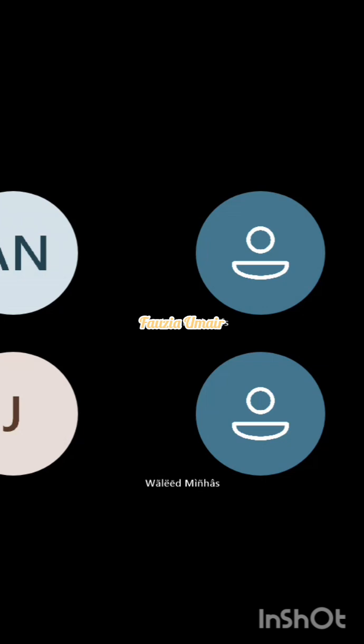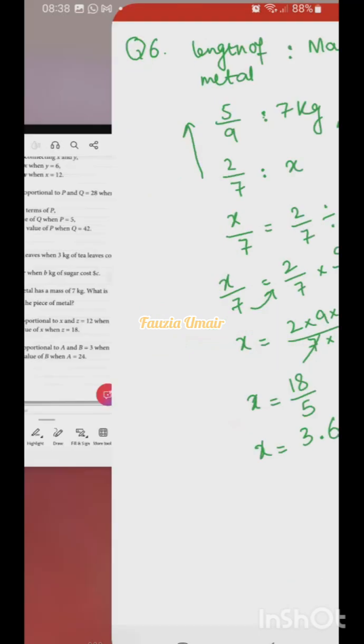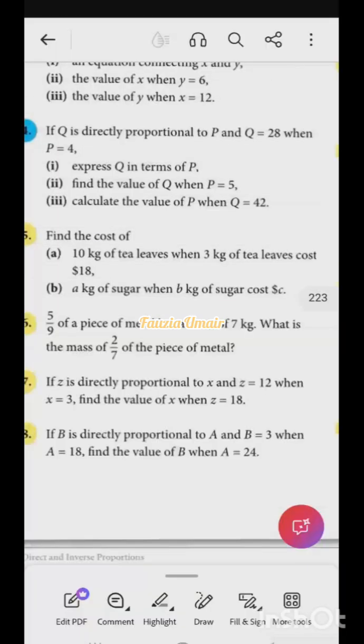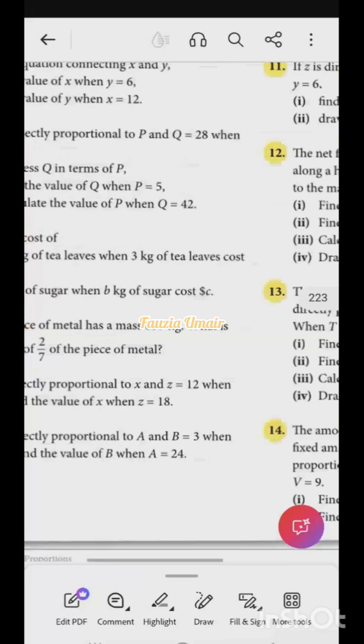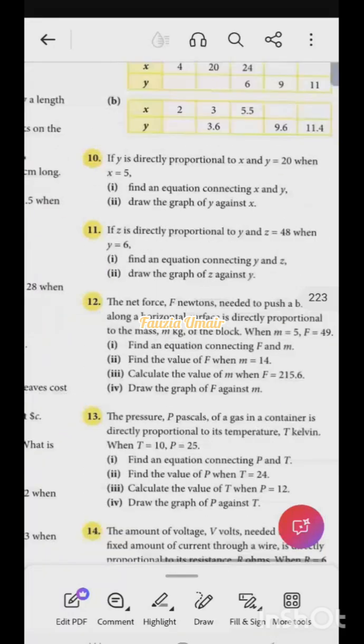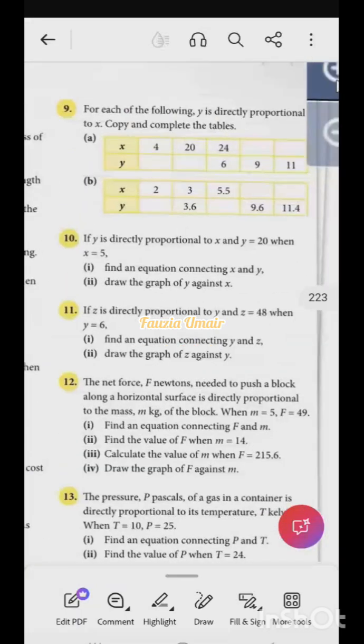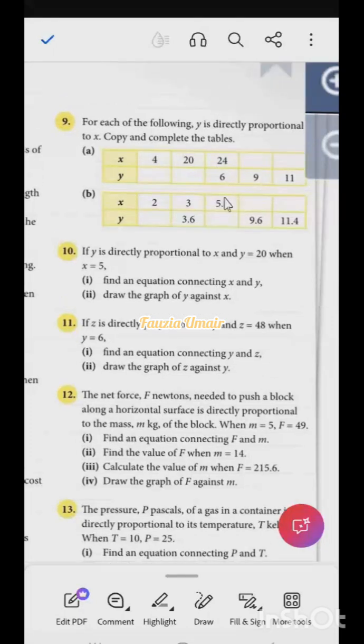Right. Moving on to the next question, let's see if we can do some more questions of proportion comparison, because we need to do questions till 14. Just look at question number 9. How are you going to solve it? This is the known value. You need to solve it in the same manner. This is the value which you need to use.